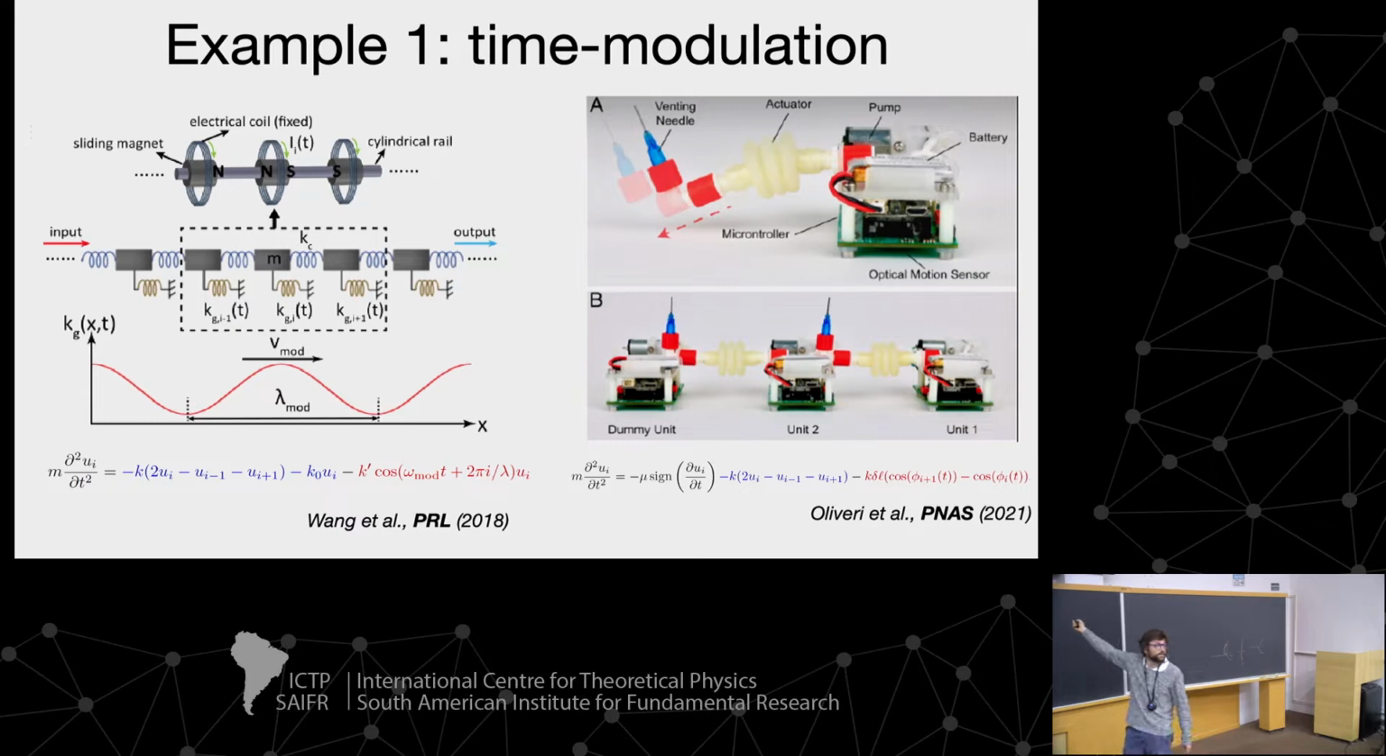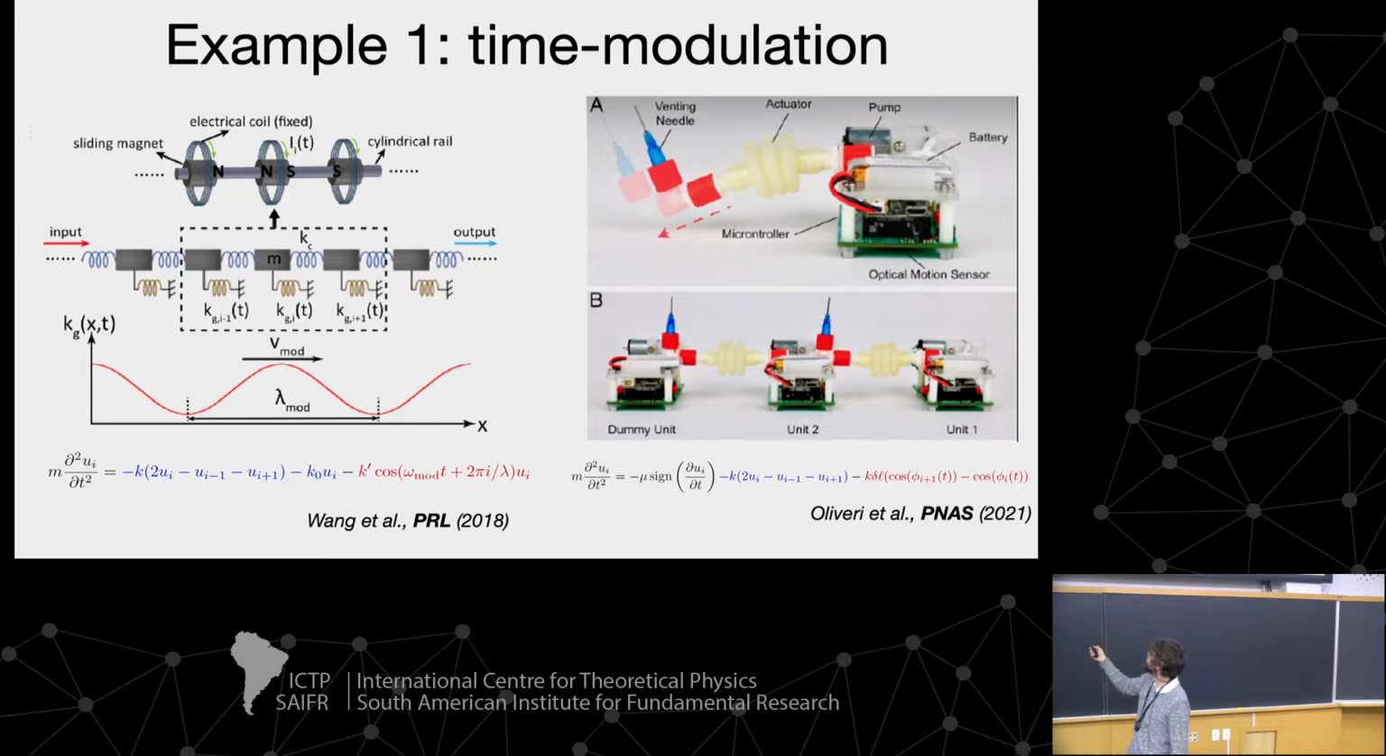You could also use a spatial temporal modulation. Or I think what they did here is actually to learn it, to use a very basic machine learning algorithm to optimize the locomotion of that chain, right? So these are, I think, two basic examples. There are many more examples of things you can do if you play with time modulation.